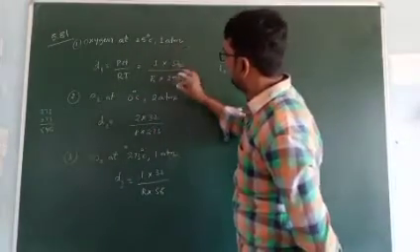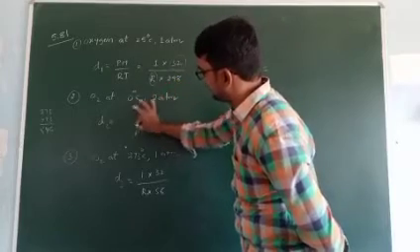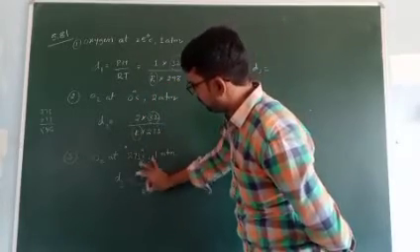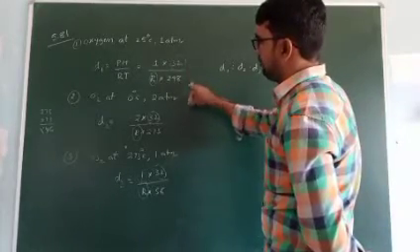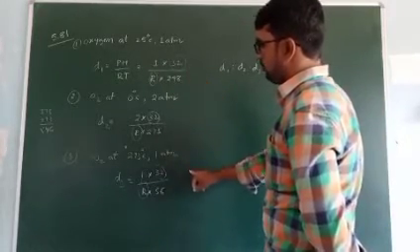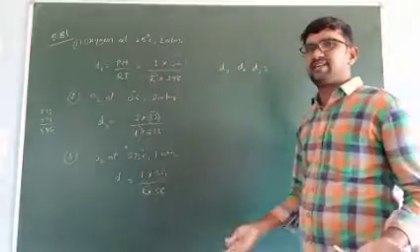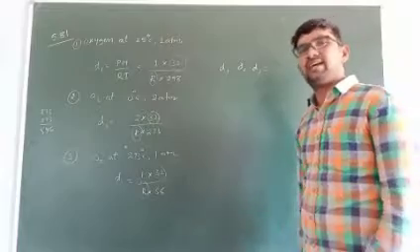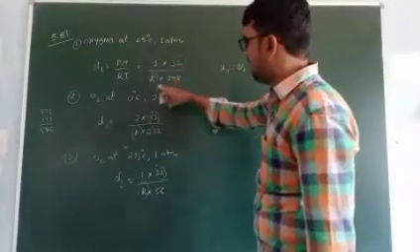Here 32 by R is common for all. So we can calculate only 1 by 298, 2 by 273, and 1 by 546. Very simple. So which one is highest? We can write that this is the highest value. Do you understand? Very simple, because these values are common.